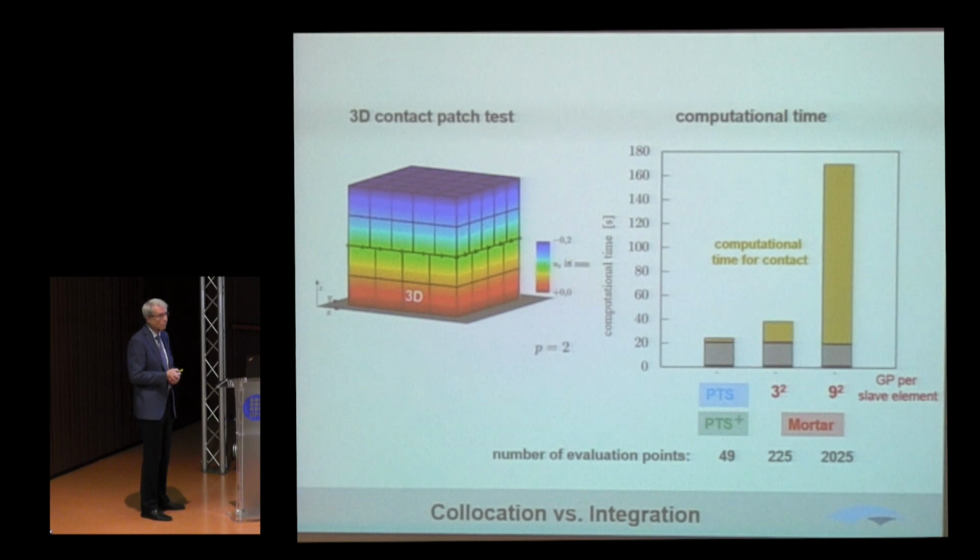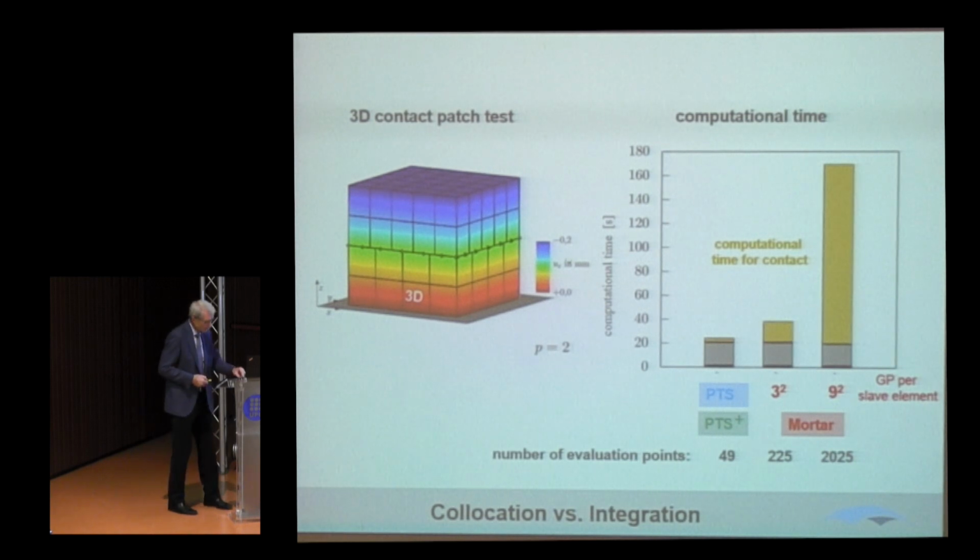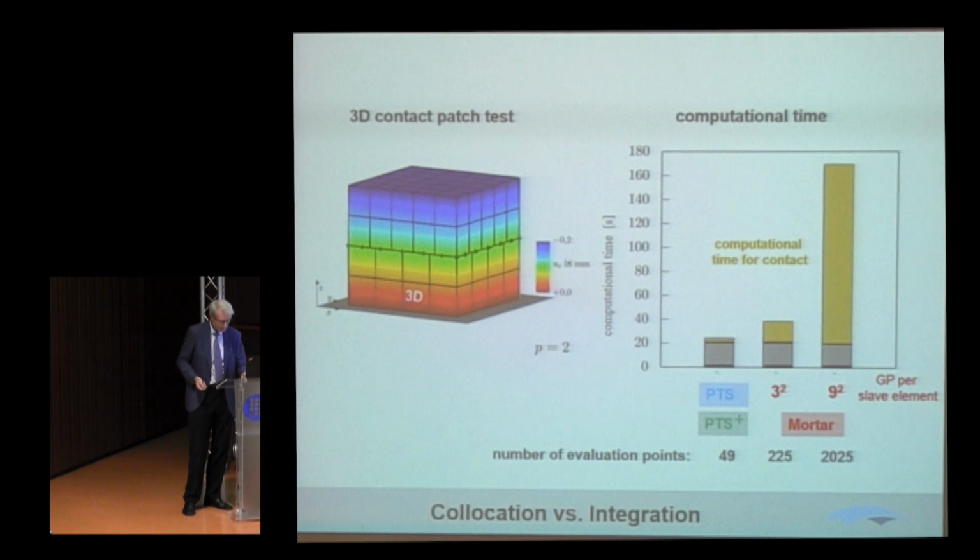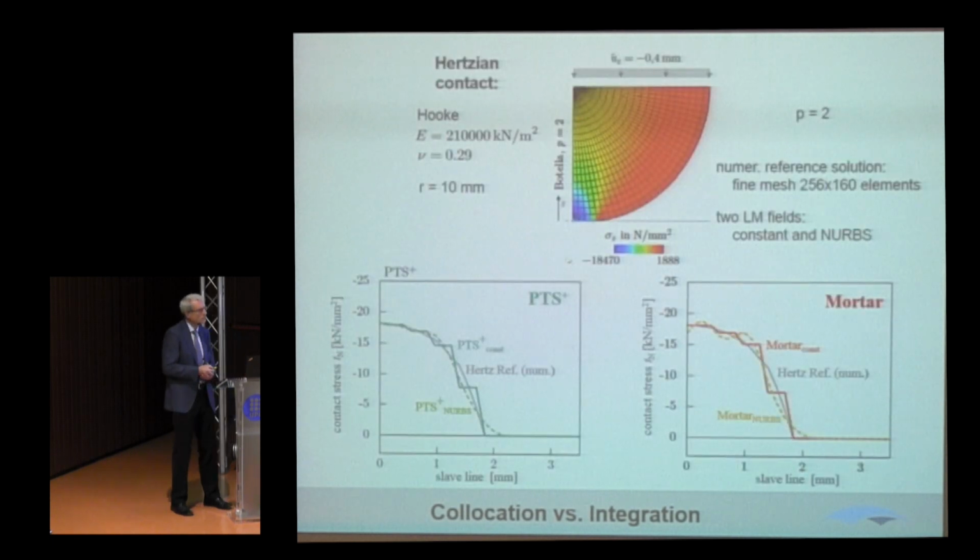Now going to the same problem in 3 dimensions. Here we have these 2 other methods, PTS and PTS plus. Very little computational time for contact. It's completely different already when you have 3 times 3 Gauss points in that direction. And if you go even higher, which is of course not what you usually do, you see a tremendous increase in effort. So that is one of the advantages, you could say, of the collocation method. You have a relatively efficient way because you have very few evaluation points and nevertheless get quite decent results.